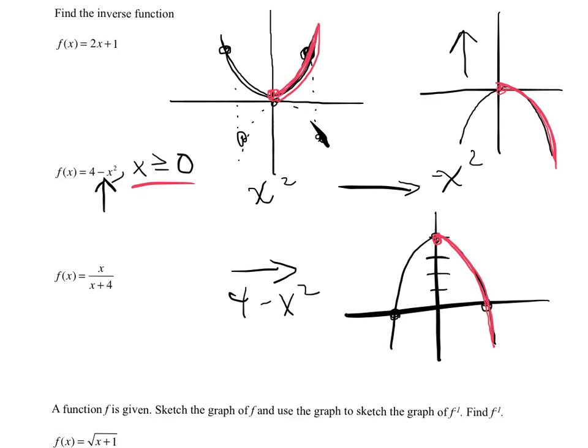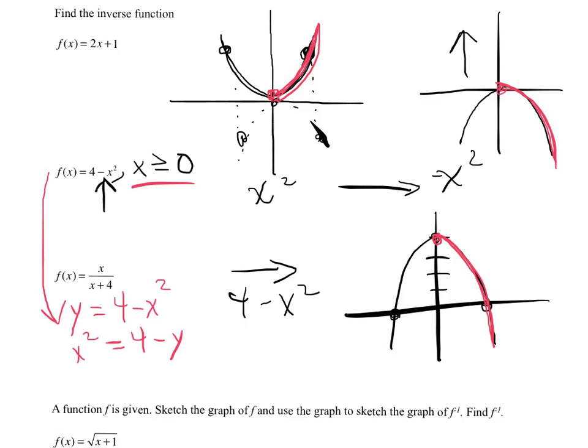So let's calculate what the inverse function would be. The inverse function, I'll do it down here. We start by saying y is equal to 4 minus x squared. So now we're going to try and solve for x. We'll put x squared on the left side and bring the y over here. I'm going to have a positive coefficient for my x squared term.